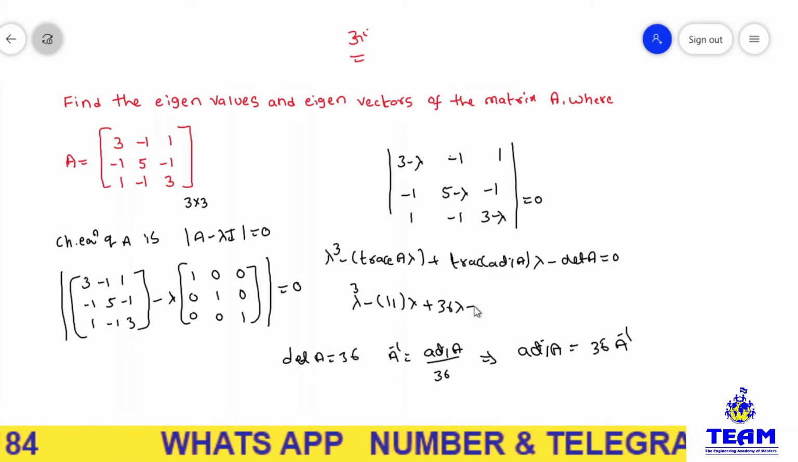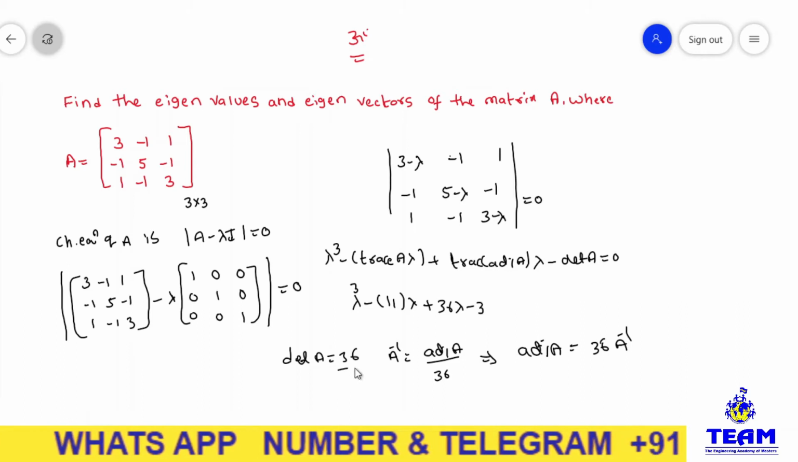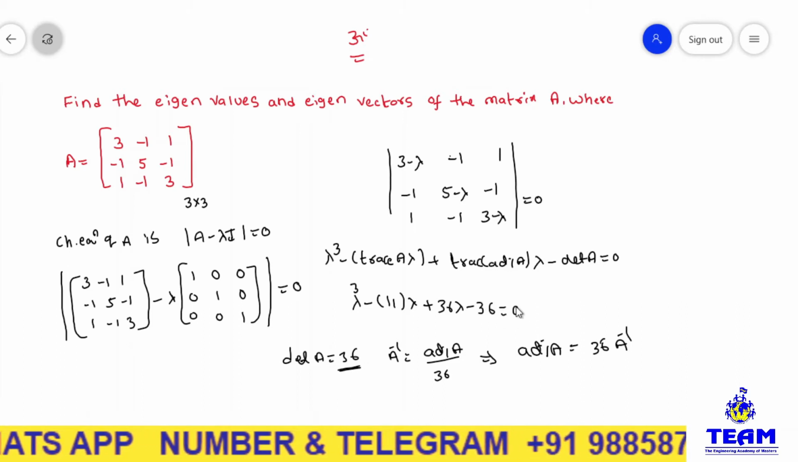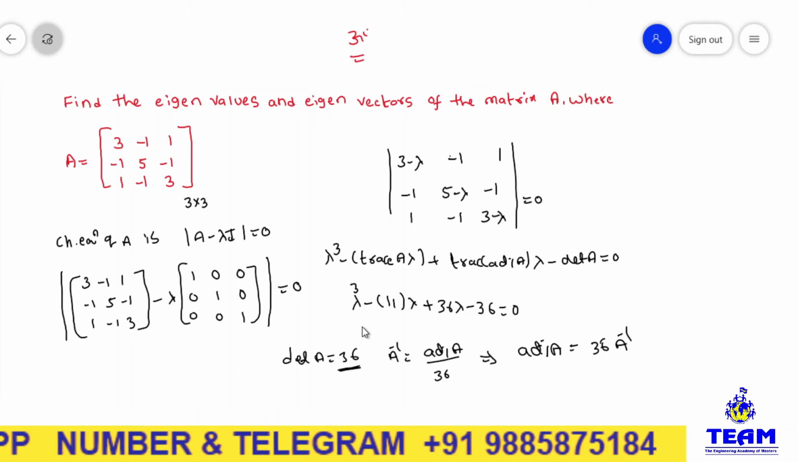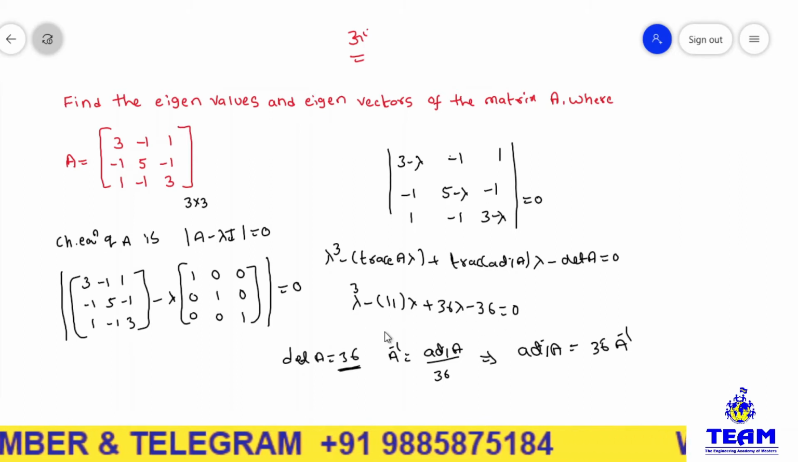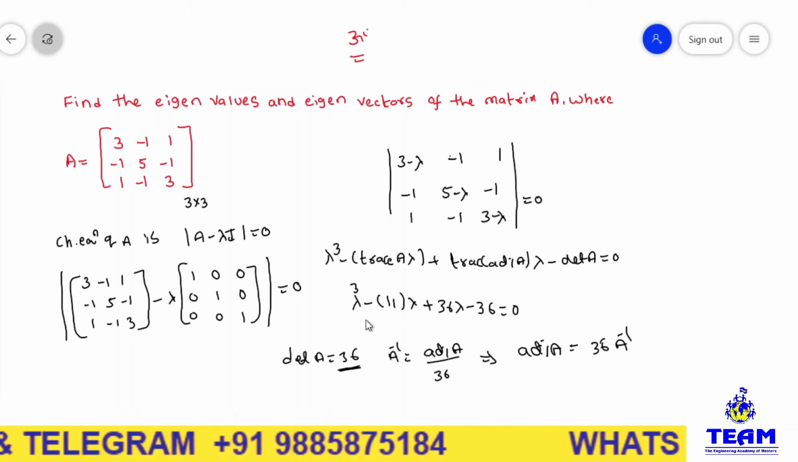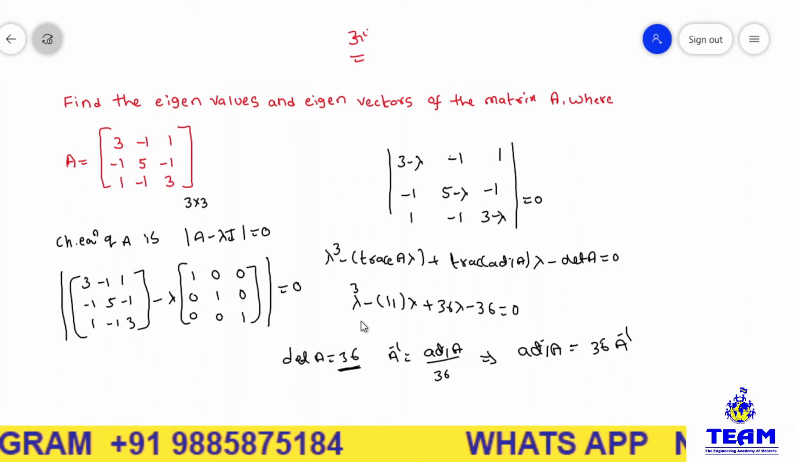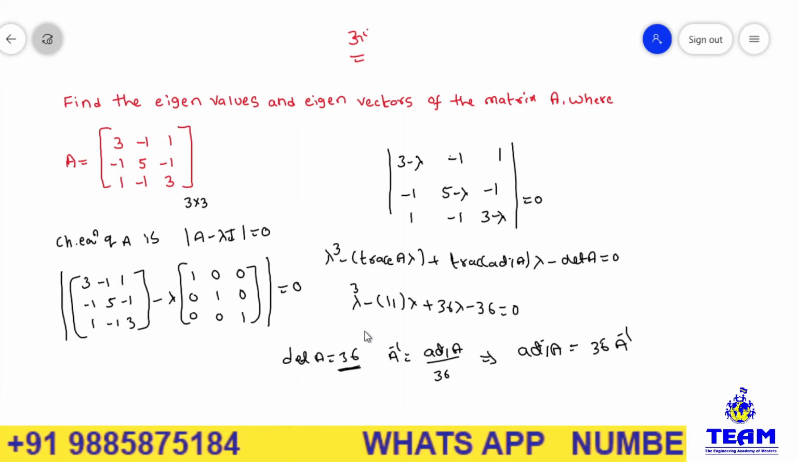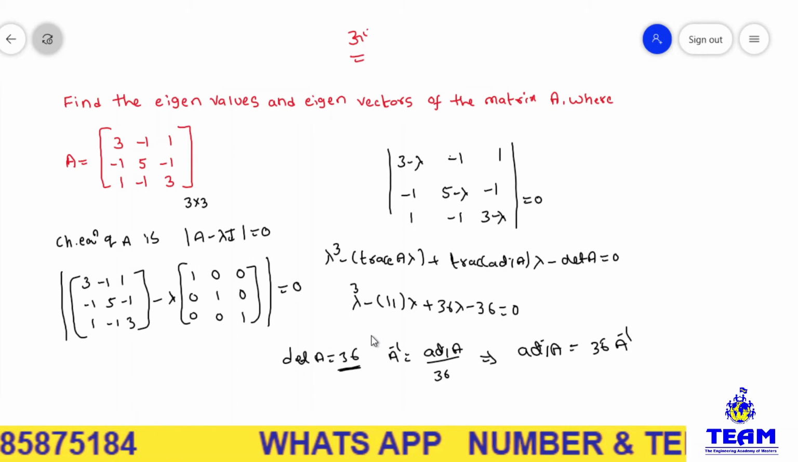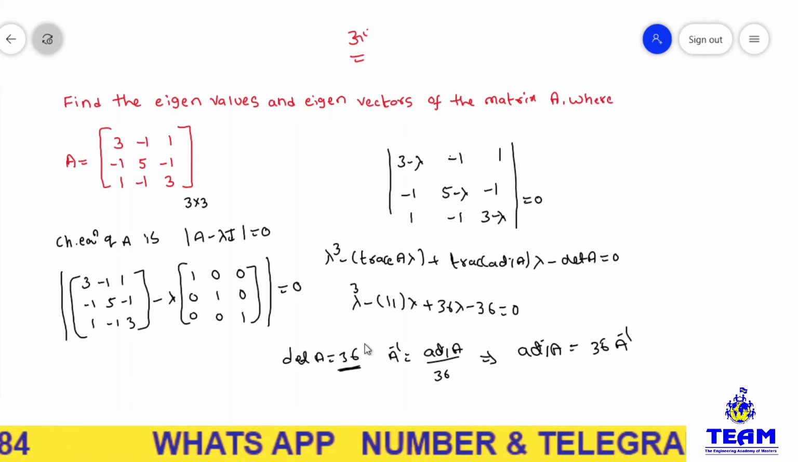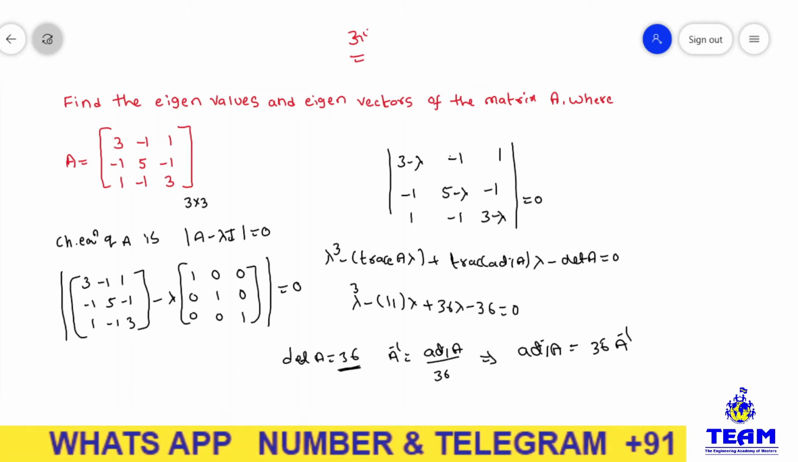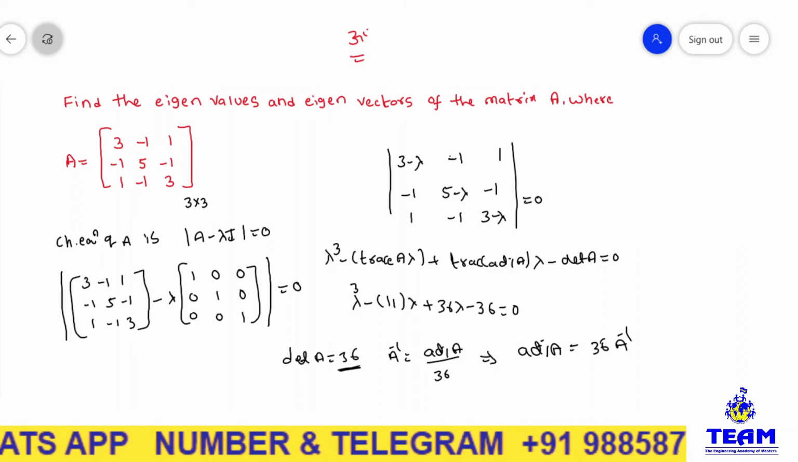36 into lambda minus determinant, which I have as 36. So this is equal to 0. Now we have a characteristic equation in terms of lambda of degree 3. So if you simplify this, then we will get the 3 eigenvalues. Okay friends, this is a polynomial equation, so you can get the eigenvalues directly by using the calculator. Now I am using the calculator and finding the eigenvalues.